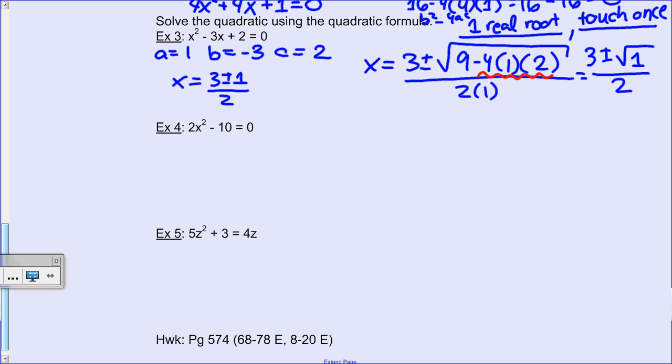And we're going to use 2 a's across the top. 3 plus 1 gives us 4, divided by 2. Make a comma. 3 minus the 1, divided by 2. Those are our 2 answers right there.